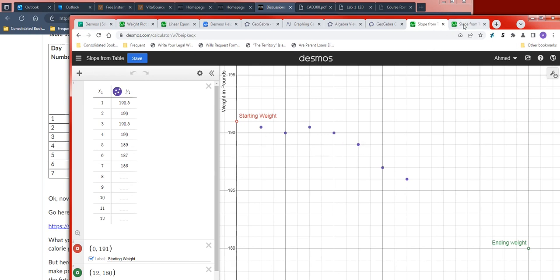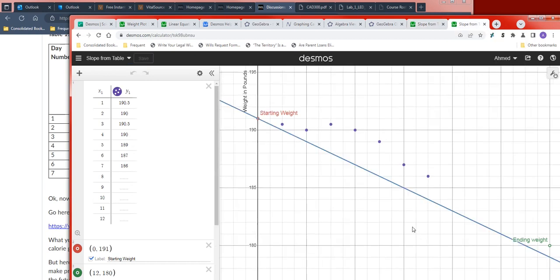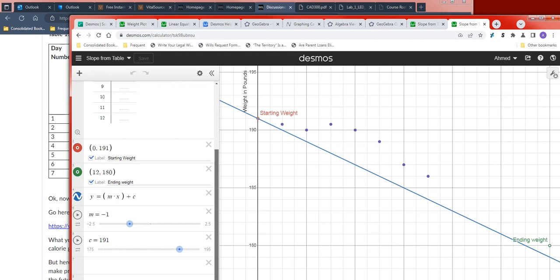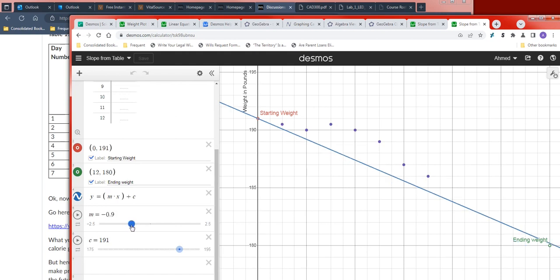And then I said, okay, how about trying to put a straight line through these plots? And if you remember, I think you still have the links. We mapped a straight line through these plots and tried to figure out, by adjusting the slope and the intercept, if he would actually end up at the target weight of 180 pounds.